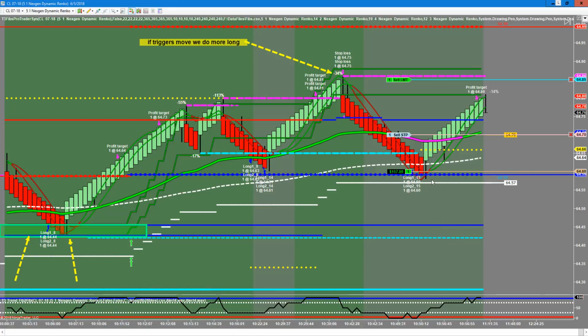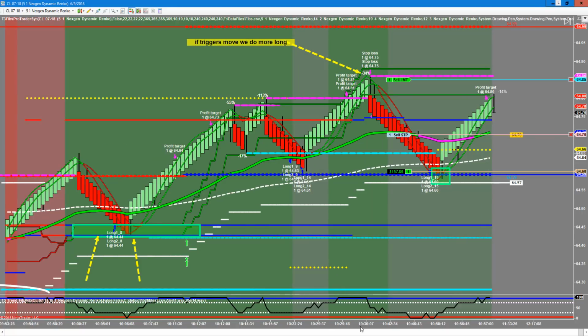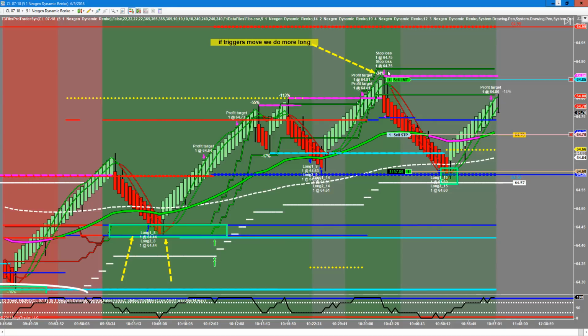And again, you'll see this is literally the last spot where we can take a long trade from. And as we trade back up into the trigger lines from the wrong side, we trail our stops. So again, same thing. Triggers are strong, triggers are moving, we're doing trend trades. Pretty easy.